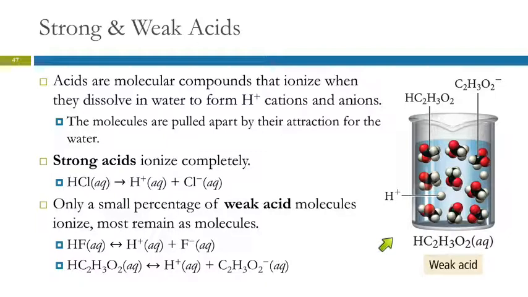So here's an illustration of a weak acid, acetic acid, and we see that some of the molecules have ionized, but most of them have not. And that's characteristic of a weak acid. Weak acid does not mean it is not caustic, it's not dangerous, it won't burn your skin or destroy something that you're putting it on. It just means that it doesn't ionize completely.